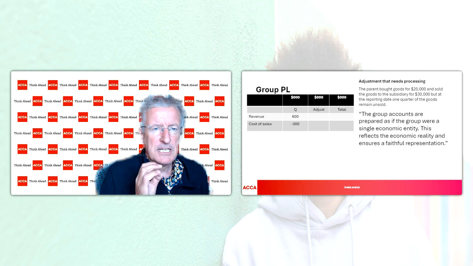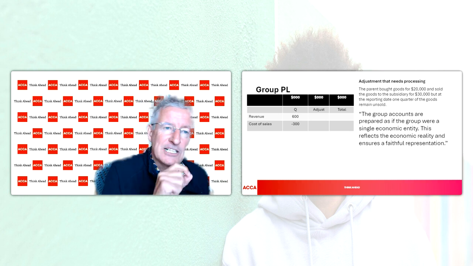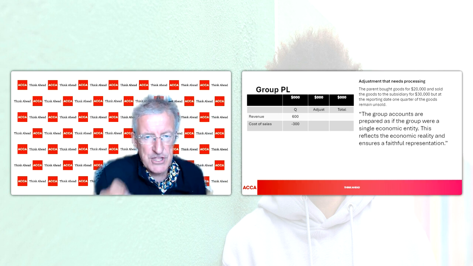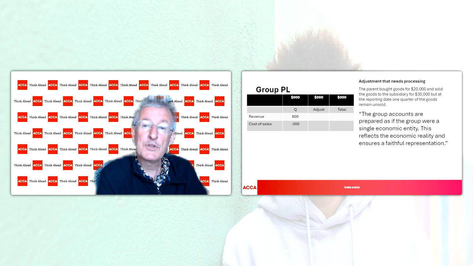The parent has bought goods for $20,000 and has sold them to the subsidiary for $30,000, but at the reporting date, 1/4 of the goods remain unsold. So I hope you're digesting that. Now you can see already I've written an explanation.